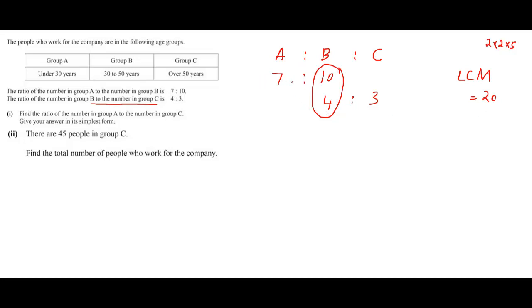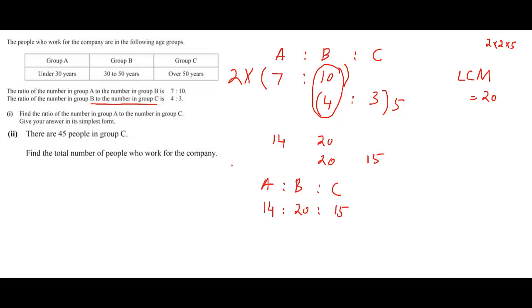So I will multiply this whole one by 2. It will become 14 and 20. Just multiplying this whole by 2. And then multiplying this by 5 will make it 20. 5 4s are 20 and 5 3s are 15. So the ratio of A, B, C is 14:20:15. So therefore the answer, the ratio of the members in group A to C, is 14:15.